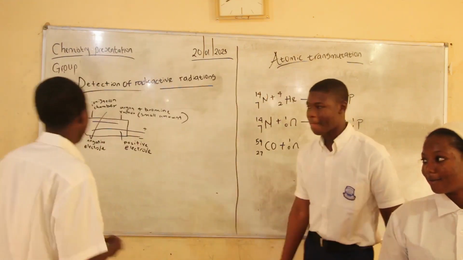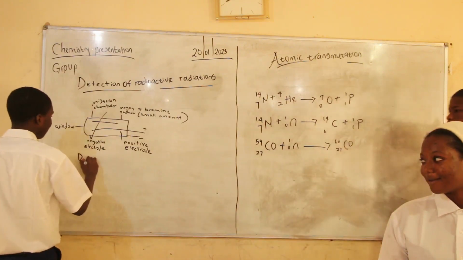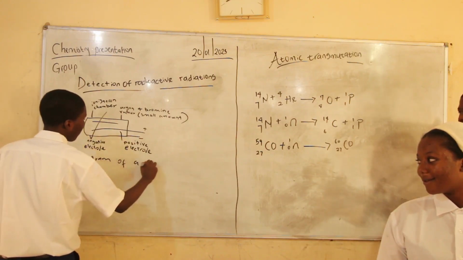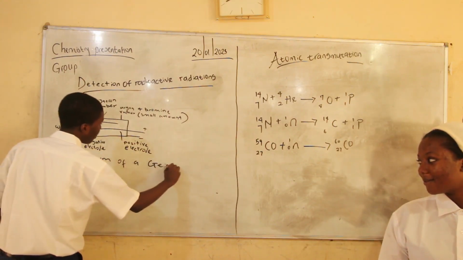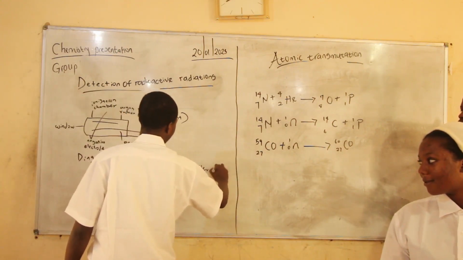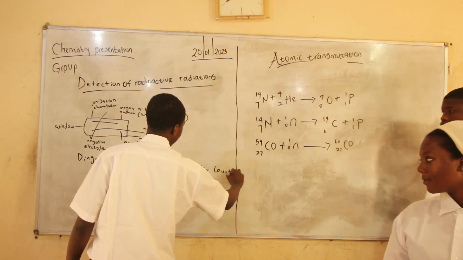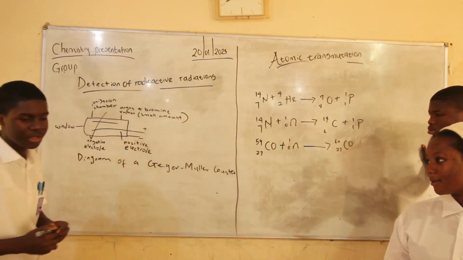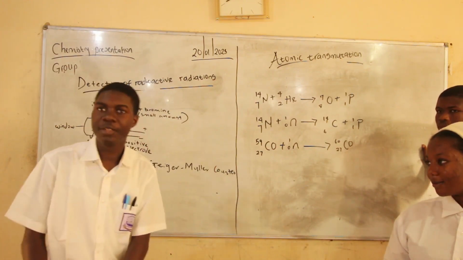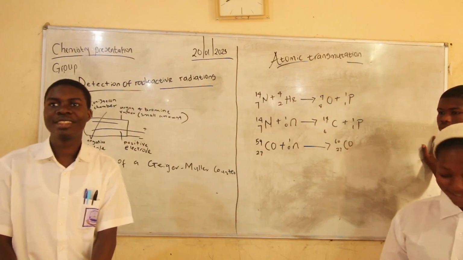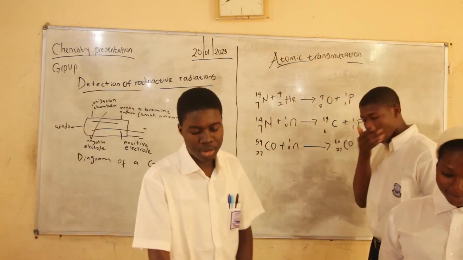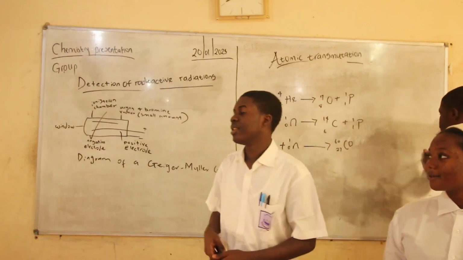The diagram of the instrument, which was one of the first instruments used to detect radiation around 1895. Okay, so is that the only instrument? No, we have other instruments like this.